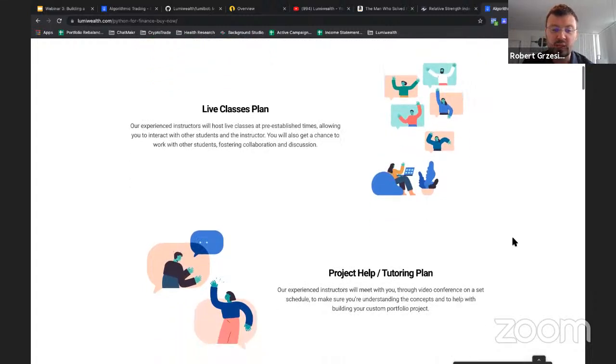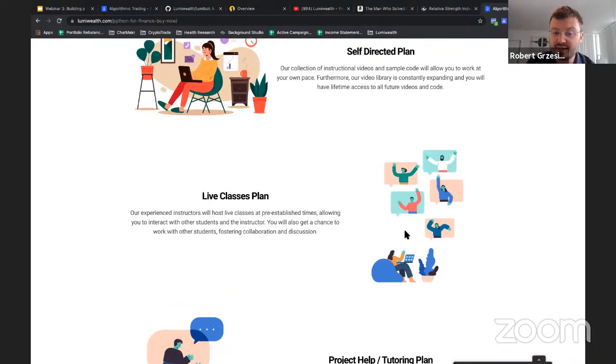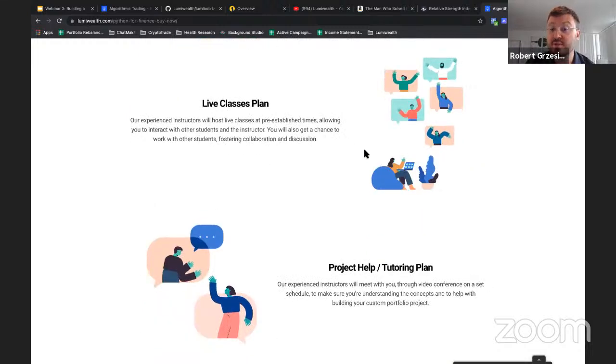Okay. Then we also have our project help and tutoring plan, which includes all of the above. So the live classes include everything in the self-directed plan, and the project help and tutoring includes everything in the live classes. On top of that, we'll also spend extra time with you, so we can get some of our developers to actually help you build some of these algorithms. We'll actually sit down and write some code for you. We can help tutor you through some of this stuff, so we'll sit down one-on-one.